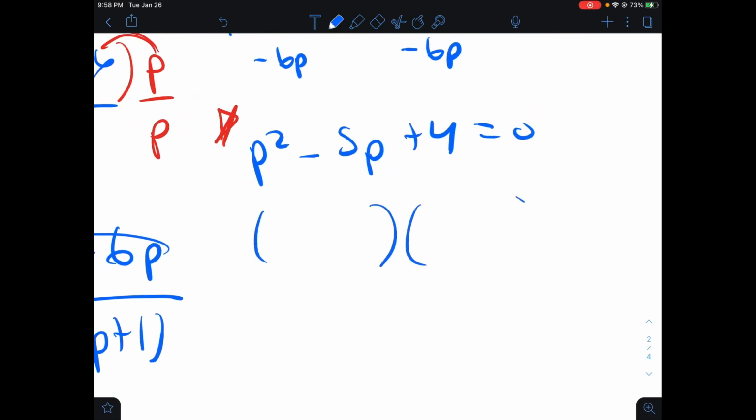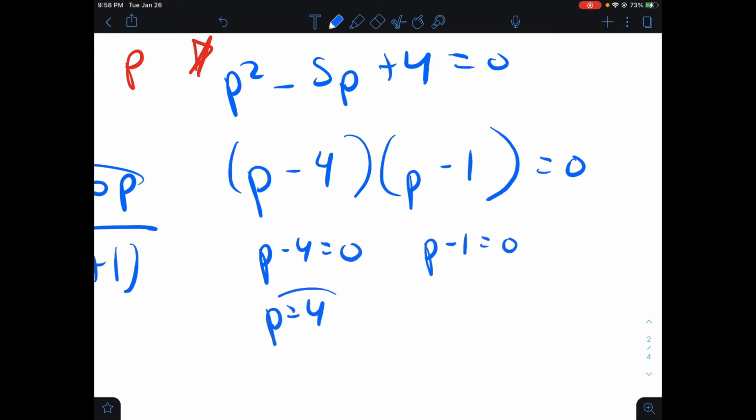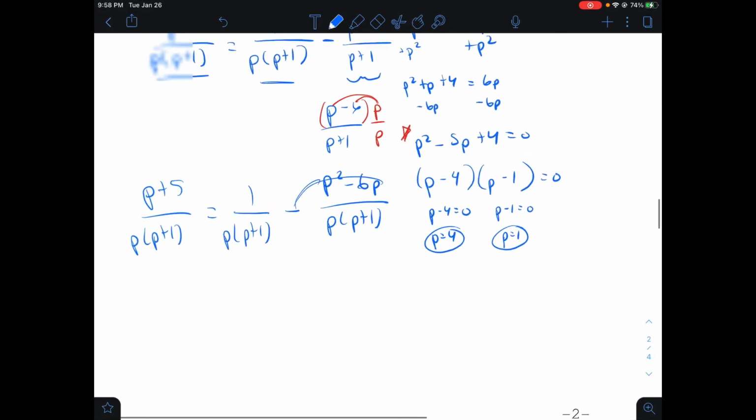When we factor, we should get (p minus 4)(p minus 1) equals 0. So we get p minus 4 equals 0 and p minus 1 equals 0, so p equals 4 and p equals 1. Oh, sorry, and then we have to check: do our solutions work?